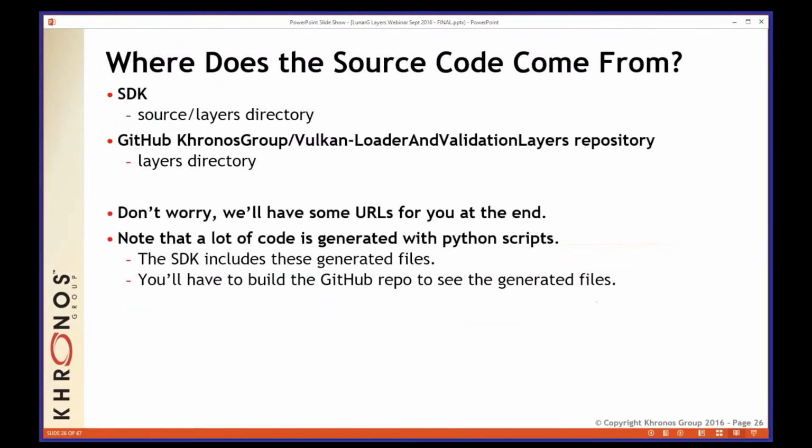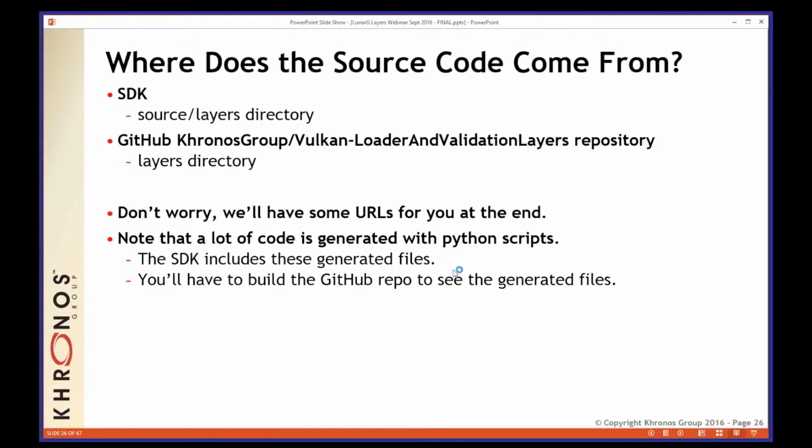So where does the source code come from? Just a quick orientation. Since we're going to be looking at a lot of code in the next few slides, I just want to tell you where it comes from. One place you can look at it is in the SDK. There's a source layers directory in the SDK. You can also go to the GitHub repo, and there's a layers directory in there.